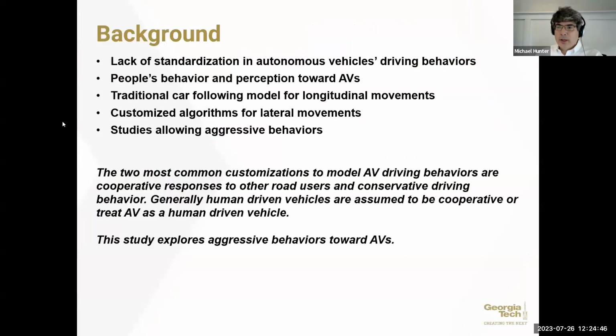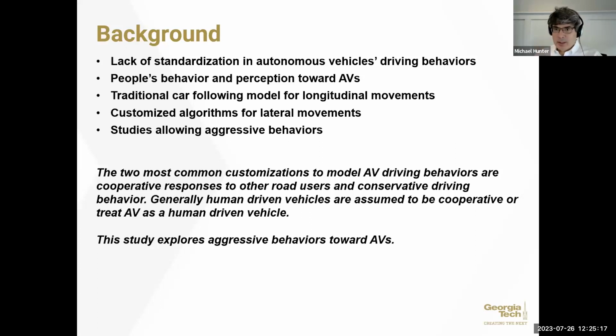Just a very quick background, and I'm not going to get into all the different pieces of the literature, but what you'll see when you look at a lot of the AV modeling out there today is that the two most common customizations tend to be that the AVs are assumed to be very cooperative and have a conservative behavior, but also that the human-driven vehicles are usually assumed to be very cooperative, or that they'll treat an AV as if it's another human-driven vehicle. And that may not be true.